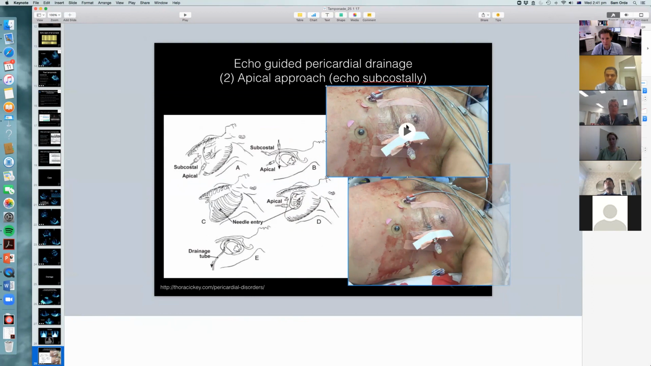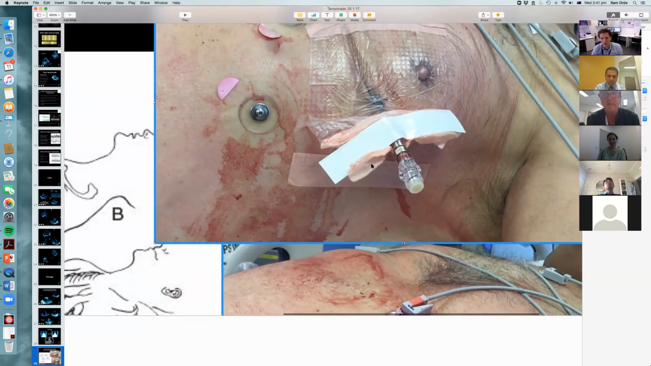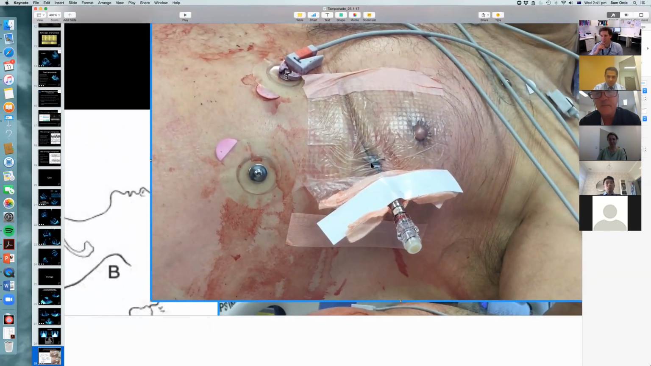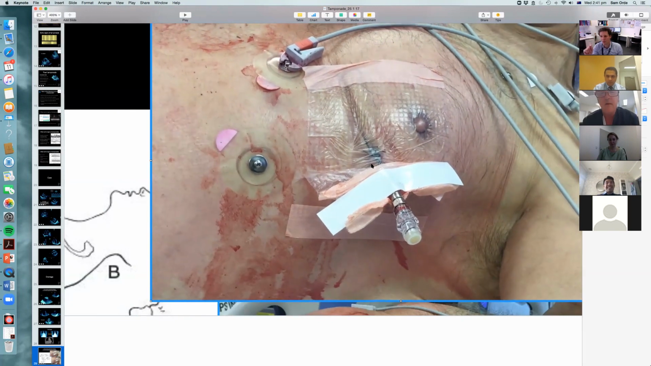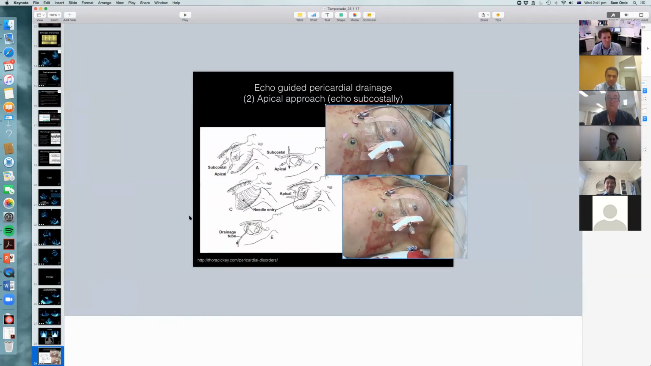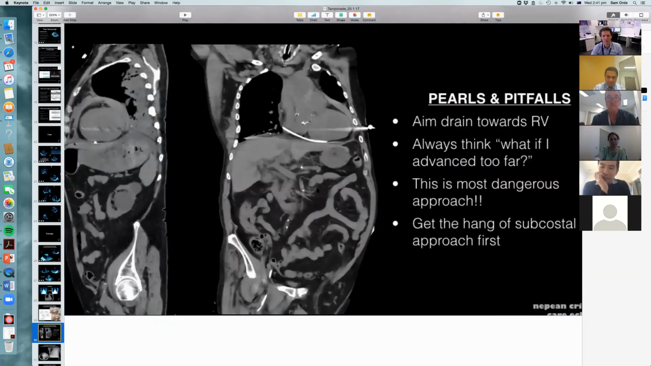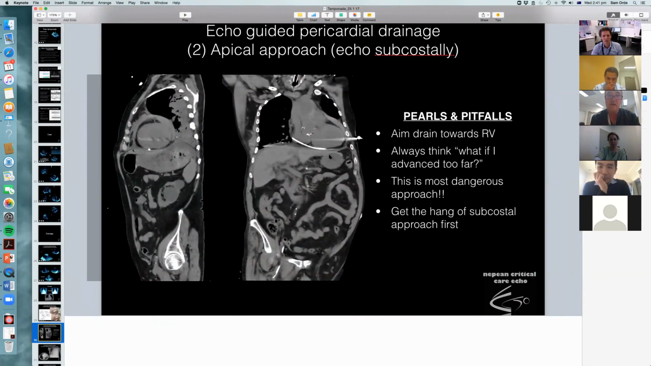And it looks bloody awful. I love this picture, just seeing it bobbing around. It's a little disconcerting, I'll be honest, but I promise that was in the right spot. Oh, and I can prove that to you. There we go. So here you can see that I'm going away from the heart. I'm aiming more towards the right ventricle than the left.